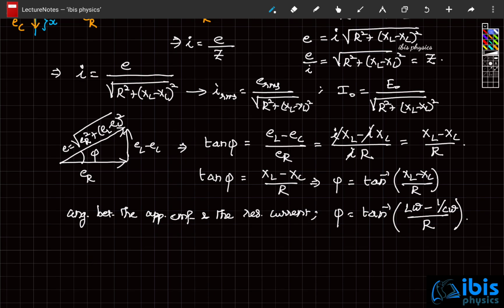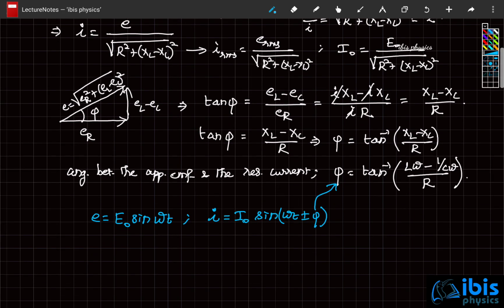So we have here applied an EMF E equal to E naught sine omega t. As a resultant, it develops a current I equal to I naught sine of (omega t plus or minus phi), where phi is given by this relation, tan inverse of (L omega minus 1 by C omega). If 1 by C omega is greater than L omega, then this value is negative. Here it is going to be omega t minus phi.